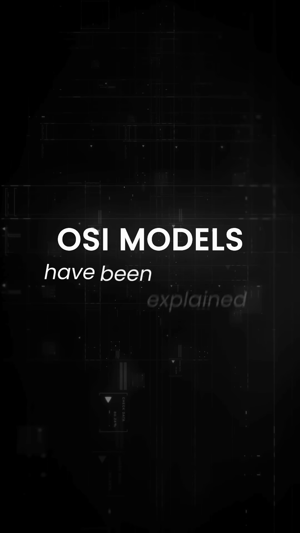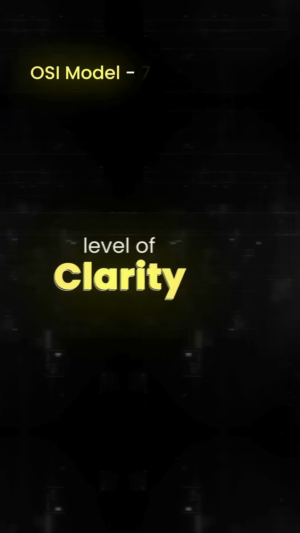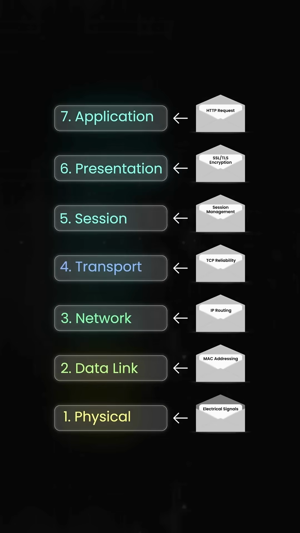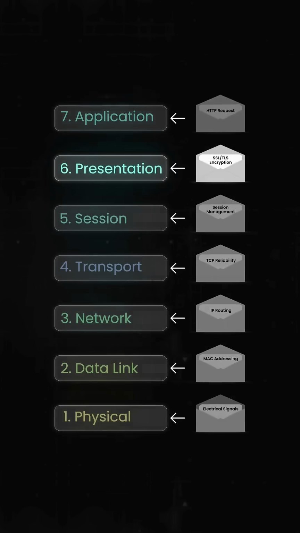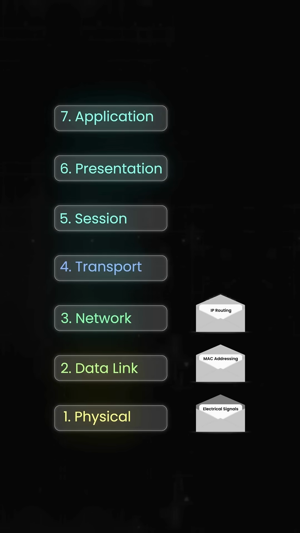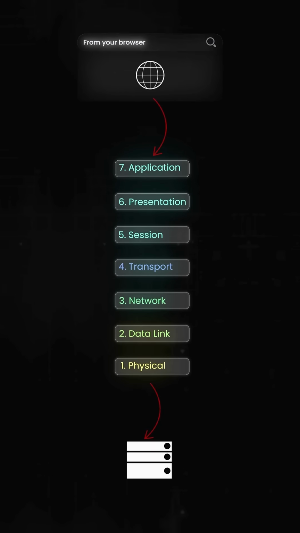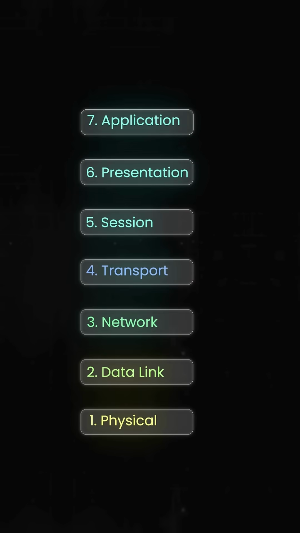The OSI model has been explained many times in the past, but not with this level of clarity. The OSI model has 7 layers, and we're going to trace how an HTTP request travels through each one. Think of it like a letter getting wrapped in envelopes, each with different information, from your browser to a web server and back. Let's see what happens at each layer.